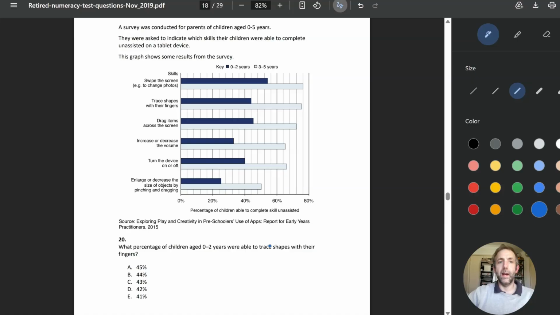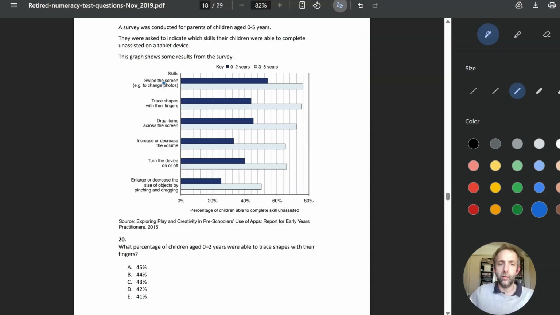Question 20 is about children and technology. So it says a survey was conducted for parents of children aged 0 to 5. They were asked to indicate which skill their child would have when it comes to using a tablet device unassisted. And the graph shows results from the survey. Again, just pay attention to your key. So the darker color represents children between ages 0 to 2. And the lighter color is between 3 and 5. And we've also got all of these different criteria.